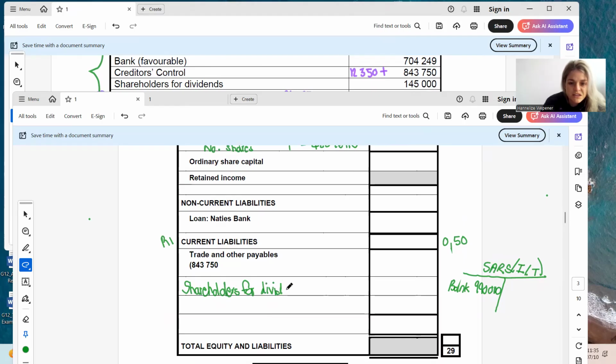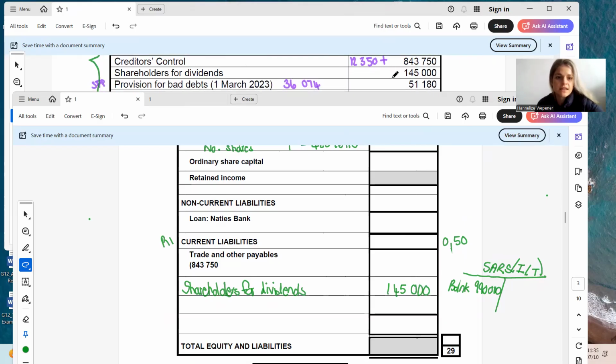So we haven't read anything about dividends up until we got to our trial balance. Well, we should have read the trial balance first. We did that in the previous video. So there's no other information, which means that this is correct. This is actually the dividend that you declared at year end that you haven't yet paid. So you can just enter that amount in there.